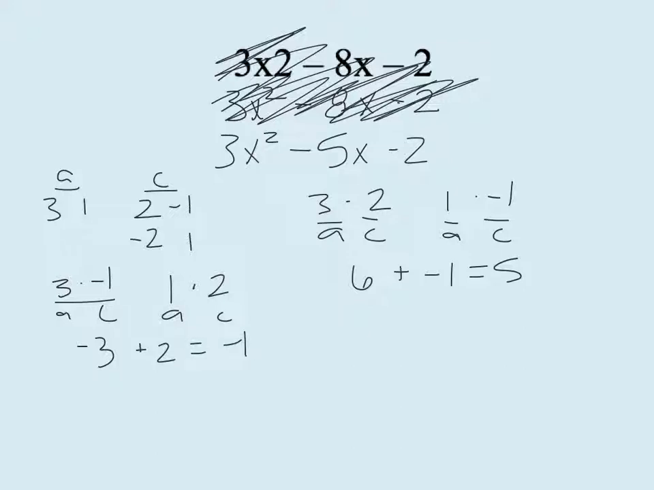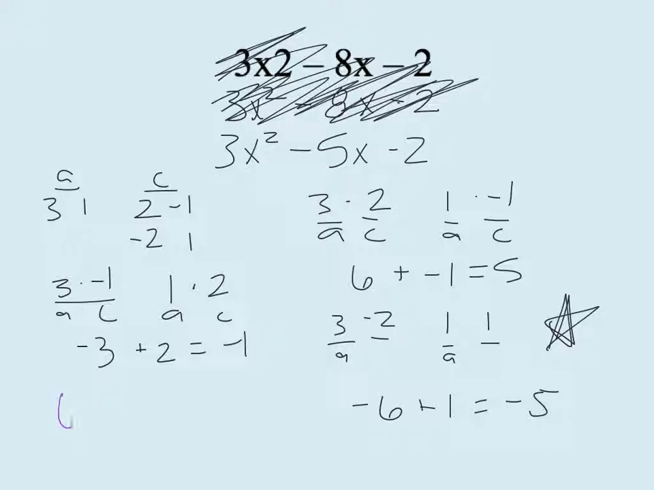So again, I'm going to have my A be 3 and 1. And now I'm going to check for when my 2 is negative and 1 is positive. So then this would give me a negative 6 and a positive 1. If I add those together, that would give me a negative 5. So this combination works.